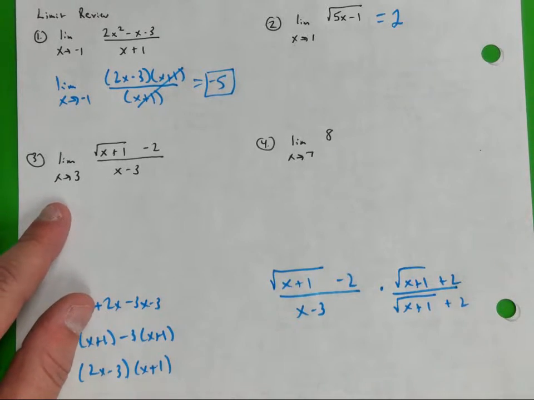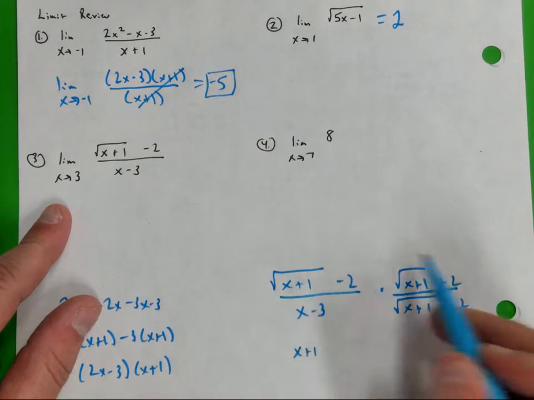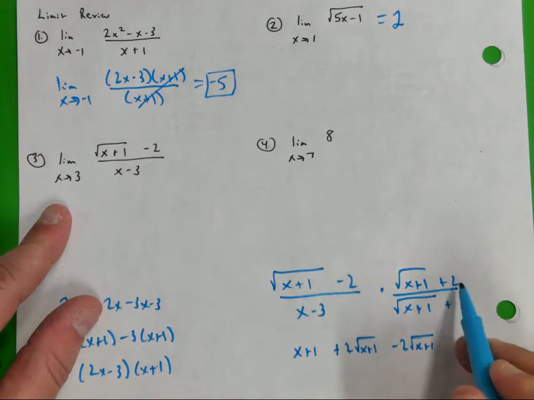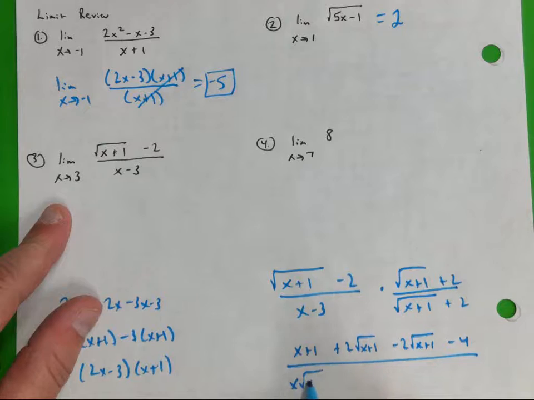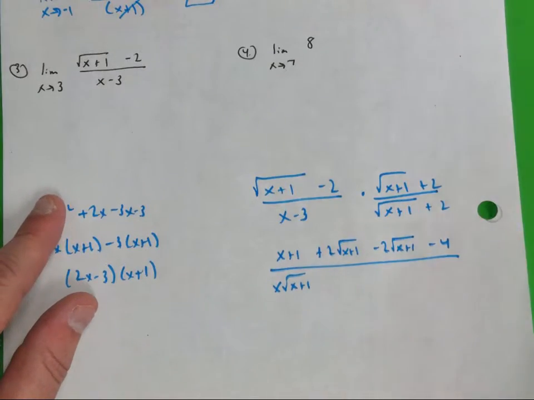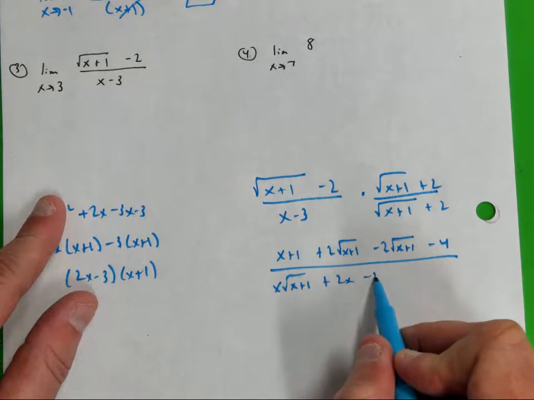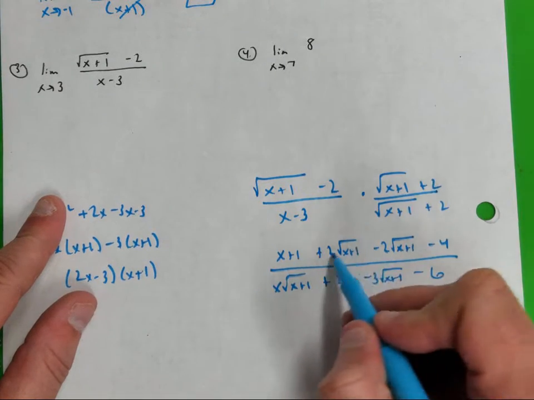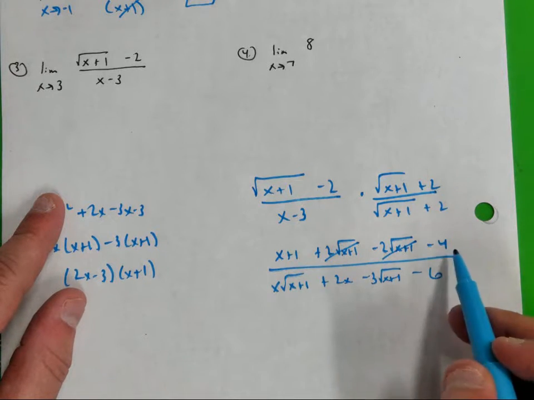All right. Now I'm going to multiply this square root times this square root. That gives me x plus 1. This times this is 2 square root of x plus 1. This times this is -2 square root of x plus 1. -2 times 2 is -4, all over x times this is x square root of x plus 1. x times 2 is 2x. -3 times this is -3 square root of x plus 1. -3 times 2 is -6. What's +1 and -4 give you?